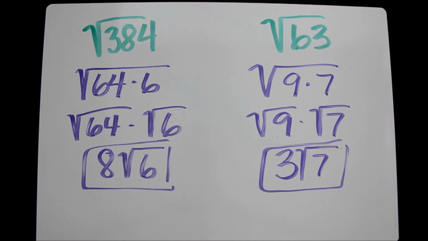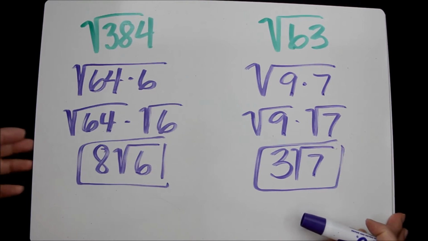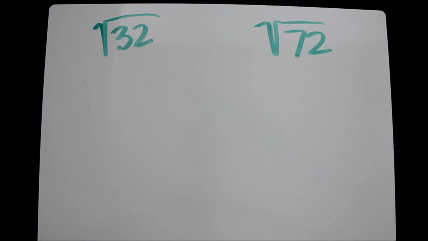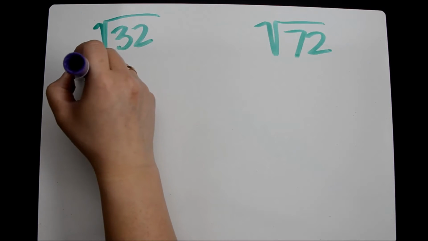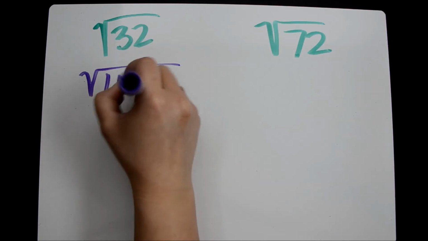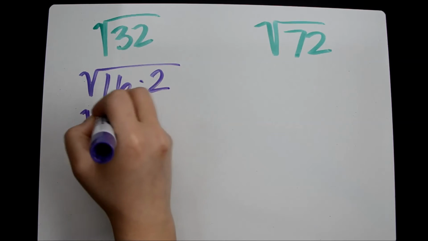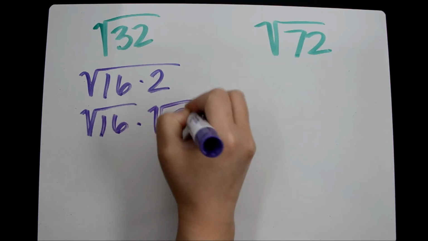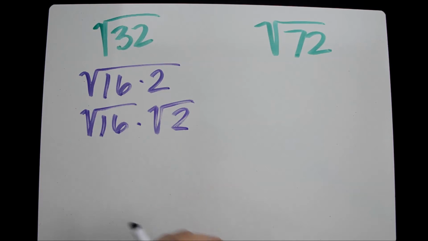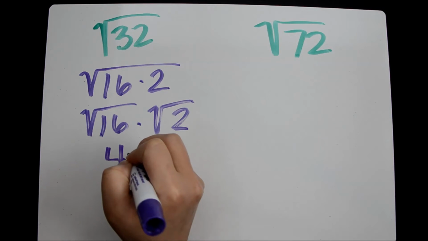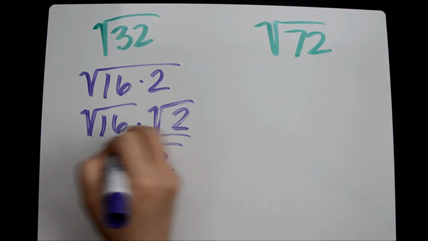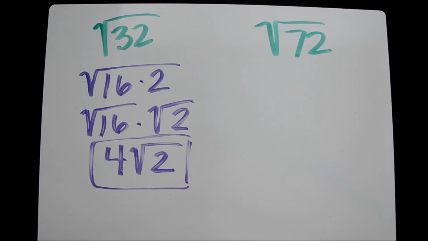All right, let's do two more examples. So the square root of 32 could be rewritten as the square root of 16 times 2. And again, we could break this apart into the square root of 16 times the square root of 2. And we know that the square root of 16 is actually 4. And so this could be simplified to 4 times the square root of 2.